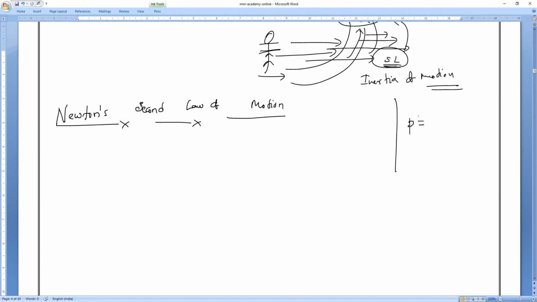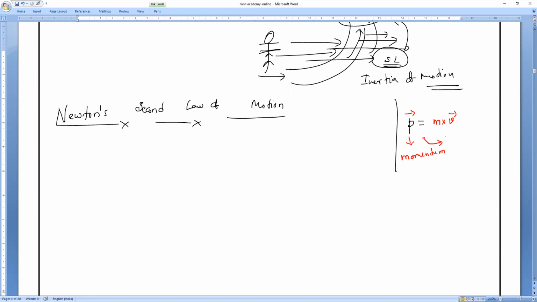What is the momentum formula? P is equal to, fastly. I have taught you, right? Momentum P is equal to mass into velocity. You all remember? Momentum P is equal to mass into velocity. So is momentum a vector quantity or a scalar quantity? Fastly. Momentum is a vector quantity.